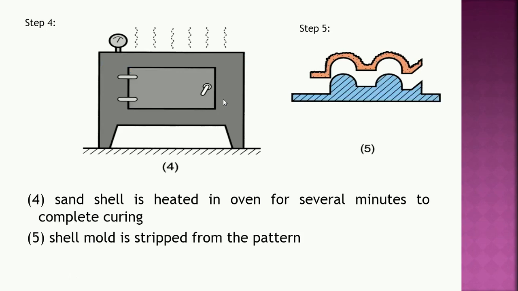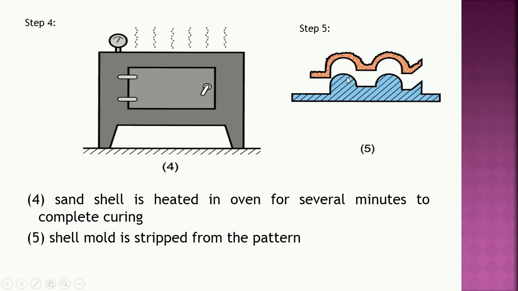Now in the fourth step, we have to place that heated pattern along with the shell for curing inside this oven. The sand shell is heated in the oven for several minutes to complete the curing. That sand plus resin shell which was stuck on the surface of the pattern has been removed, and it is placed in the furnace for its curing.